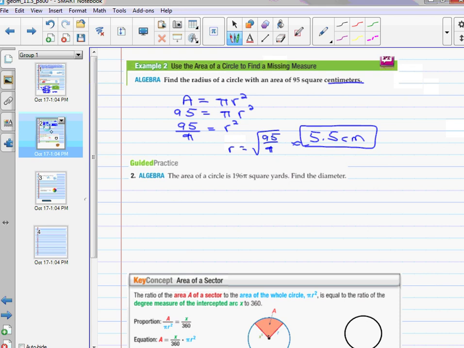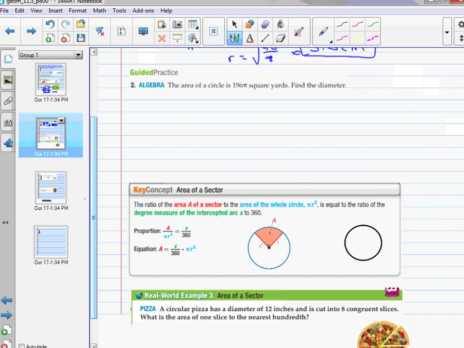All right. The area of a circle is 196 pi square yards. Find the diameter of that circle. Well, again, I'm going to start with my formula. Area equals pi r squared. Area is 196 pi equals pi times the radius squared. What do I do next? Yeah, those pi's would just cancel out. I'm really dividing both sides by pi. So we get 196 equals r squared. R equals the square root of 196, which is 14.